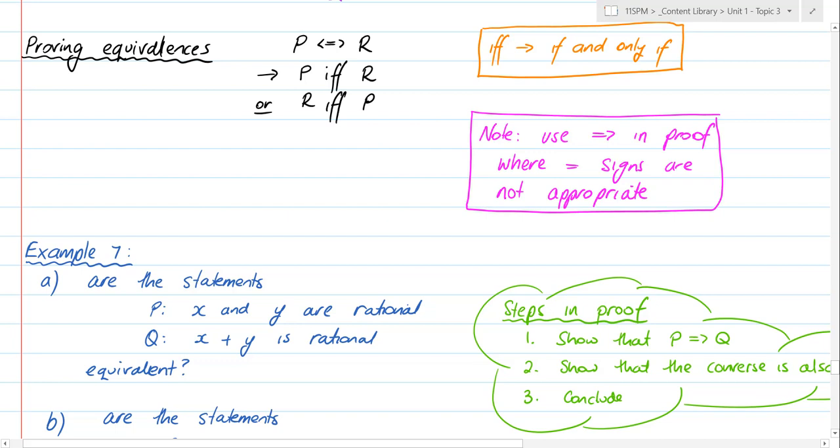So example 7: the statement P, X and Y are rational numbers, and the statement Q, X plus Y is rational. Are they equivalent? I'd like to take votes. Who thinks that they're equivalent? Yes. Me. Two and a half people. Okay? Three and a half people. Who thinks they're not equivalent? Who thinks they're too scaredy cat to vote? Thanks. They are equivalent. I told you.